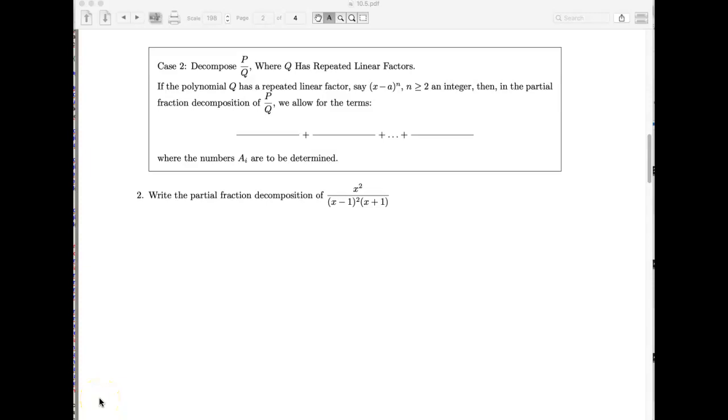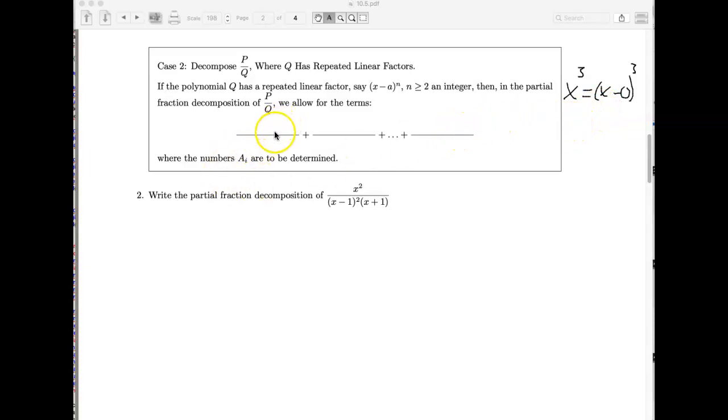All right, we are on case 2 for section 10.5 partial fraction decomposition. In this case, the denominator has a repeated linear factor. So you can have something like x minus 1 squared, or even x to the third, for instance. And the reason is that x to the third is still the same as x minus 0 to the third. So it's still that repeated linear factor.